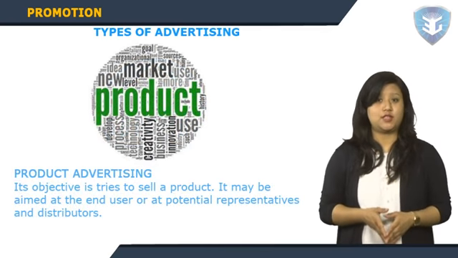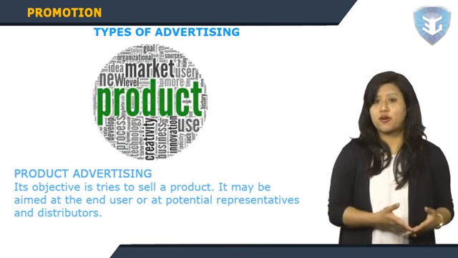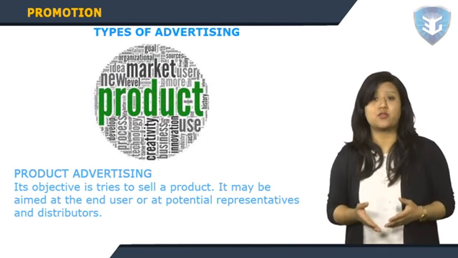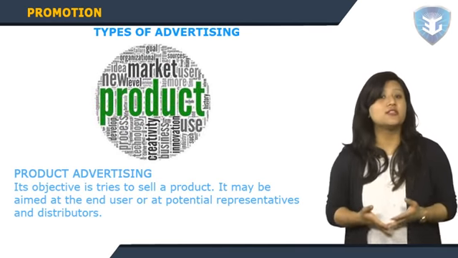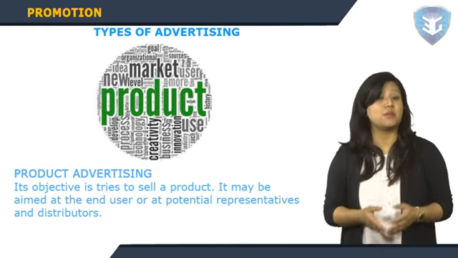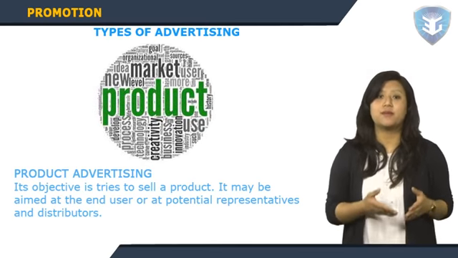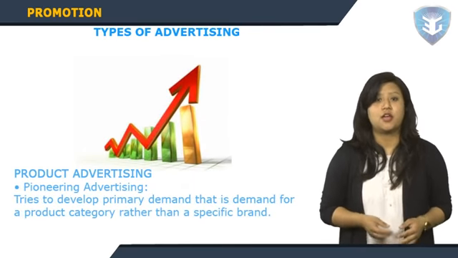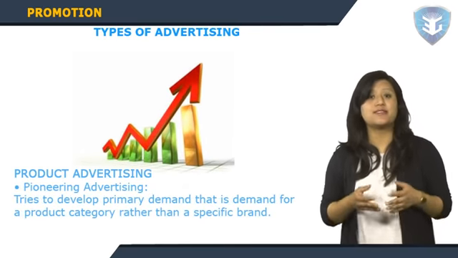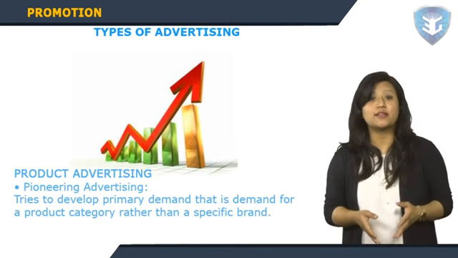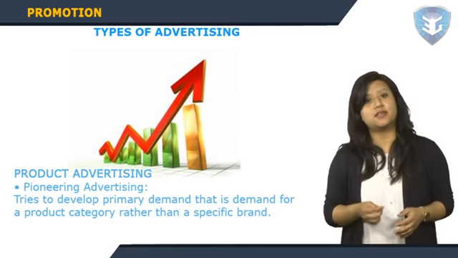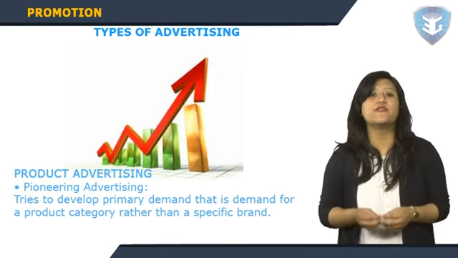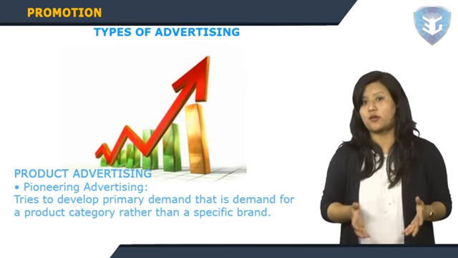Institutional advertising focuses on the name and the prestige of a company. Product advertising. Its objective is to try to sell a product. It may be aimed at the end user or at potential representatives and distributors. Product advertising may be further classified as pioneering, competitive and reminder advertising. Pioneering advertising. It tries to develop primary demand, that is demand for a product category rather than a specific brand. It is needed in the early stages of the adoption process to inform potential customers about a new product.